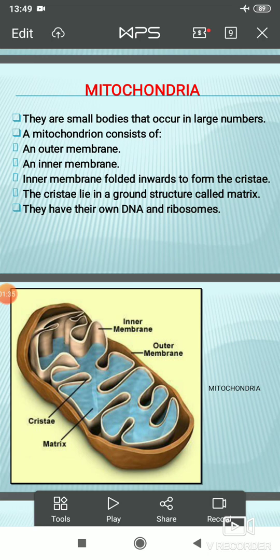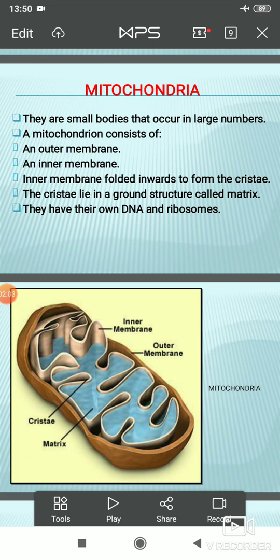In today's class we will learn about another two cell organelles, that is mitochondria and plastids. I will give you a brief discussion about mitochondria: how it was discovered, who discovered it, how it looks, what its shape is and what it is called. In another video I will send you how it functions and what its structure is. So let's start with our first cell organelle, that is mitochondria.